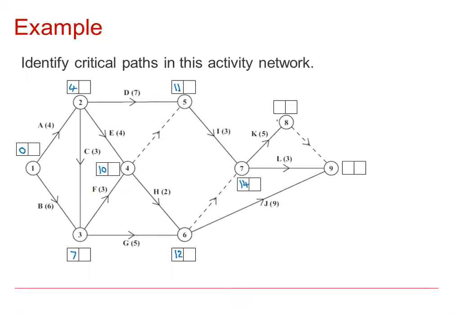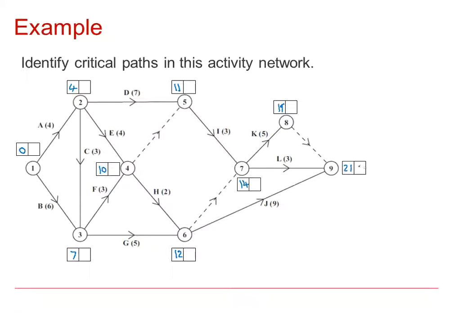The earliest event 8 can happen is 14 add 5, which is 19. And the earliest I can complete this, be careful now, it's either 19 along the dummy, or 14 add 3 along L, or 12 add 9 along J. The earliest I can complete the entire project, therefore, would be the biggest time, 21.